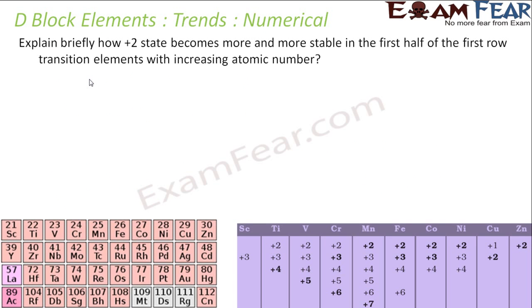Explain briefly how the +2 oxidation state becomes more and more stable in the first half of the first row of the transition metals with increasing atomic number.